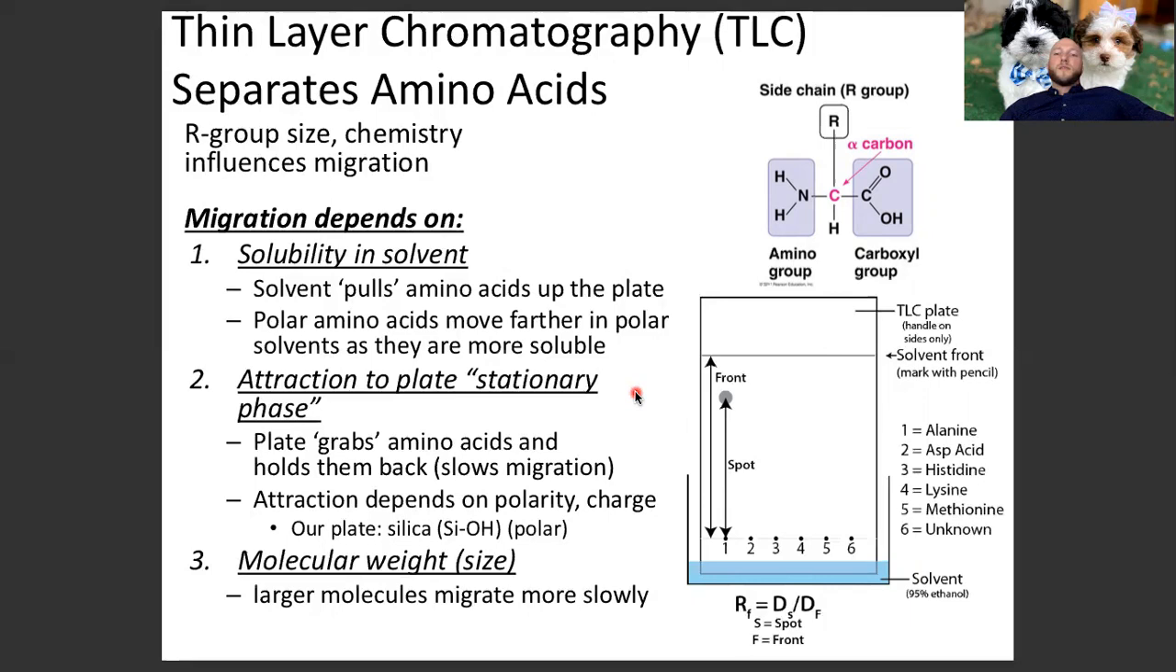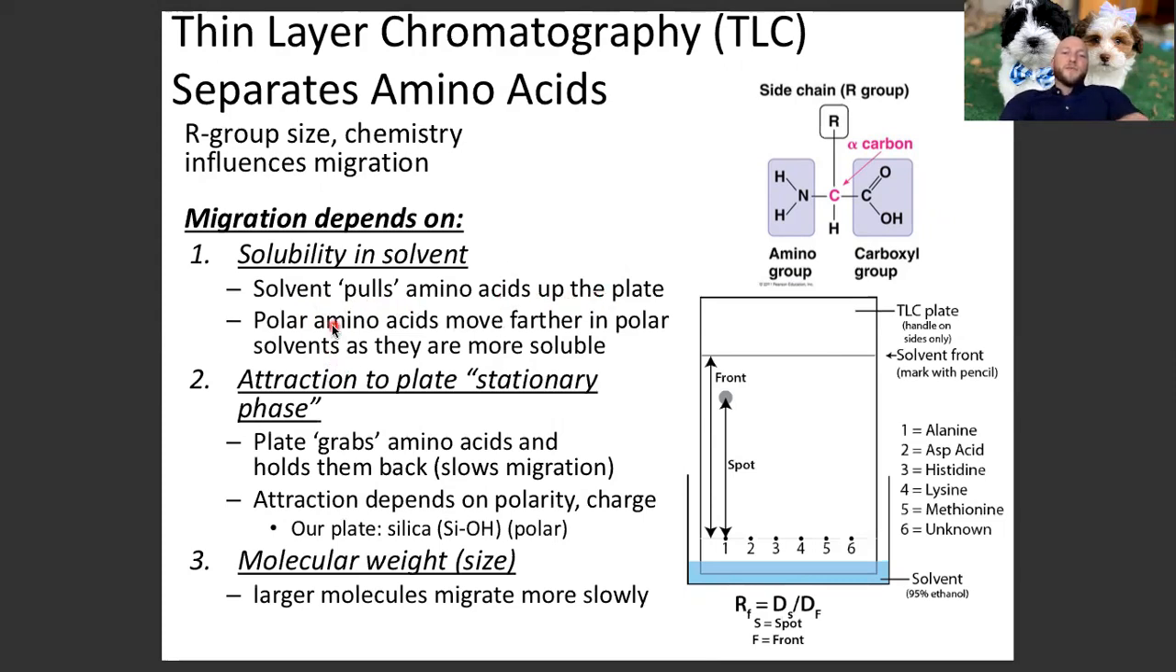Water is a polar molecule. Ethanol is a polar molecule. Polar molecules are attracted to other polar molecules. Polar molecules actually repel nonpolar molecules. They're not attracted to each other. Nonpolar molecules are attracted to nonpolar molecules. So like dissolves like. So the solvent pulls amino acids up the plate.